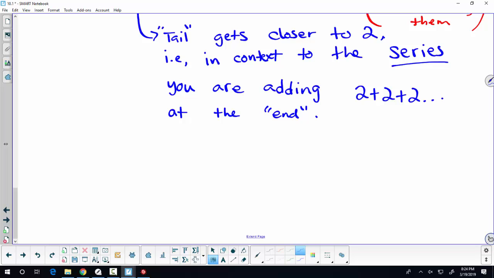If it goes to 0, does it always converge? No. Just because the terms of the series approach 0 at the tail, that is not a sufficient condition to say that it converges. It's a necessary condition, but it isn't sufficient.